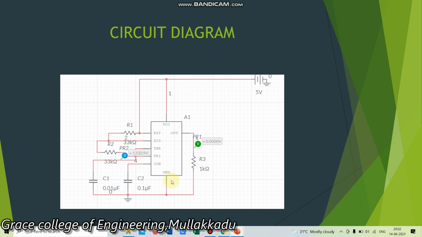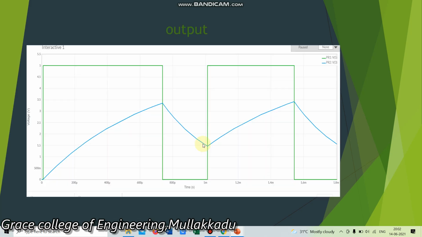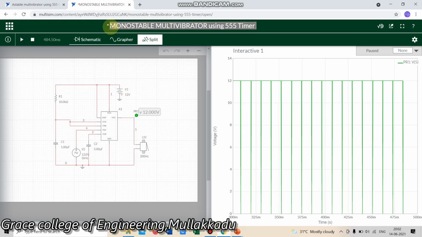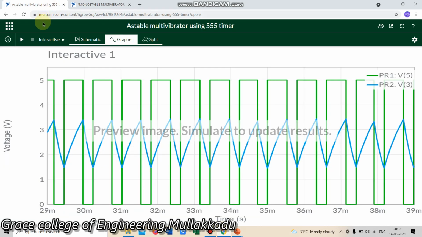This is the circuit diagram of an astable multivibrator. Here we will not give any triggering input pulse, only we will get output at this particular out pin of the IC555 timer. This is the output for the astable multivibrator. Now we are going to see the simulation output for the astable multivibrator. You can see this is the simulation output for the astable multivibrator.